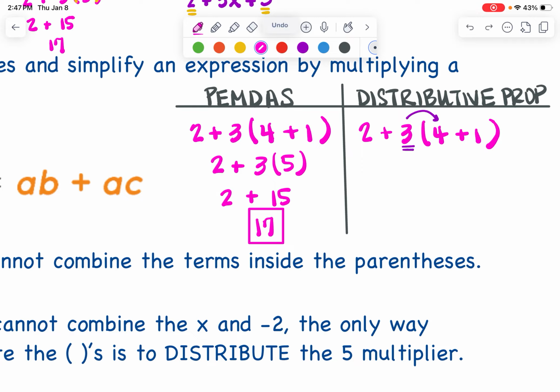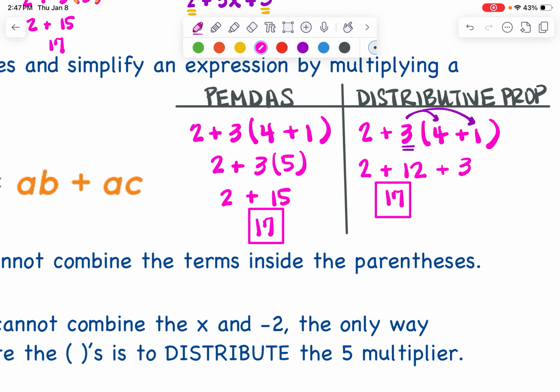So again, the 2 is just going to come down. This 2 has nothing to do with the parentheses, so I'm just going to bring it down. And then I'm going to multiply 3 times 4, which gives me 12. And then I'm going to multiply 3 times that positive 1, which gives me positive 3. And you'll notice at this step, the parentheses have disappeared and we're just left with a basic addition problem. So 2 plus 12 is 14 plus 3. What do you know? I get 17, right? The exact same answer I got with PEMDAS, but in a totally different manner, right?